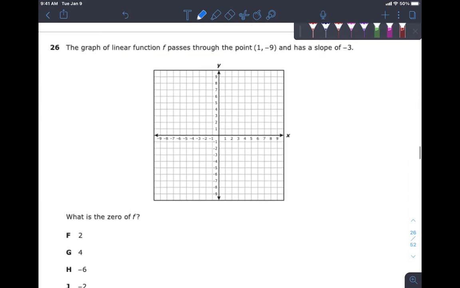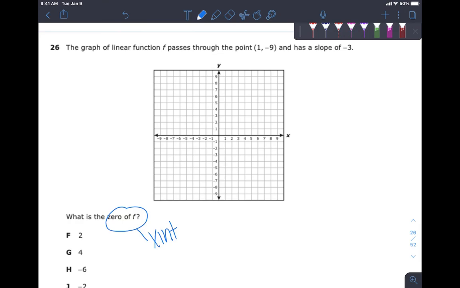All right, number 26. The graph of a linear function f passes through this point and has a slope of -3. What is the zero of f? So that word tells me x-intercept. They want to know where it touches the x-axis.